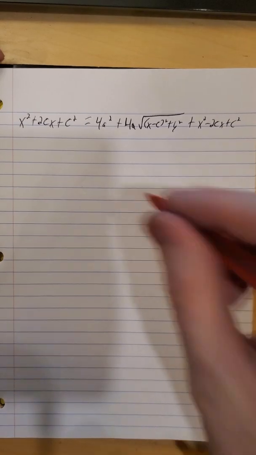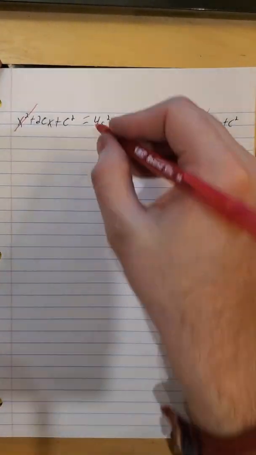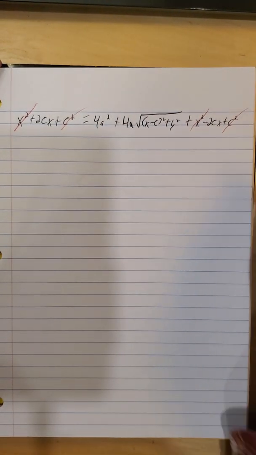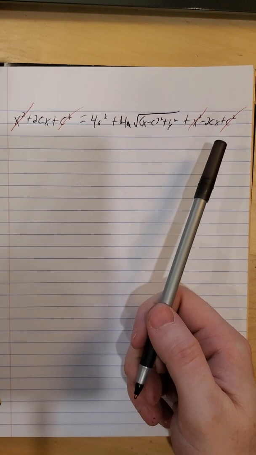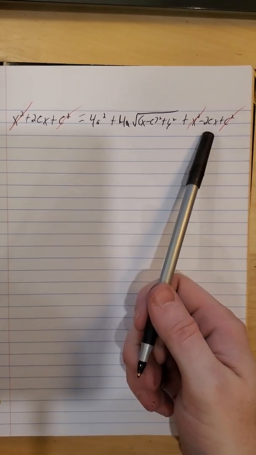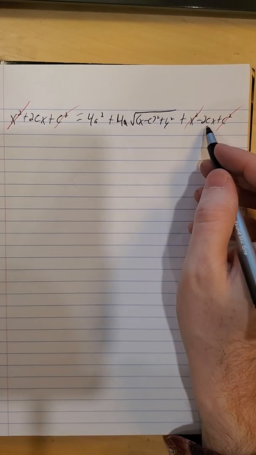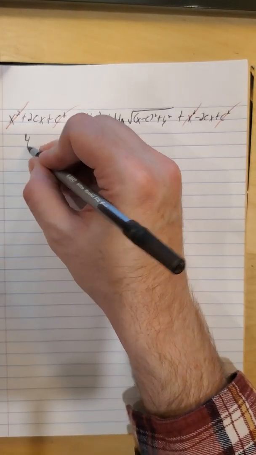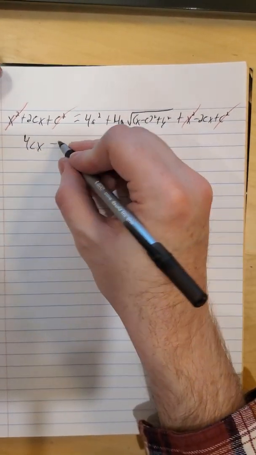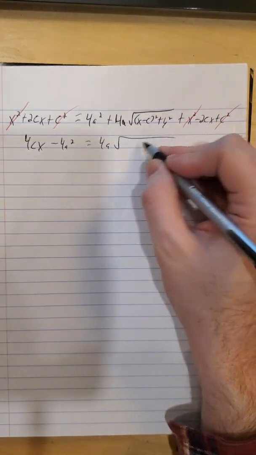Okay, as promised, more cancellation. Goodbye to our x squares on both sides of the equation. Goodbye to our plus c squares on both sides. And now I can start moving some of this other stuff to the left side to get this radical closer to being by itself. So I have 2cx plus another 2cx is 4cx. Minus 4a squared is worth 4a times our square root.